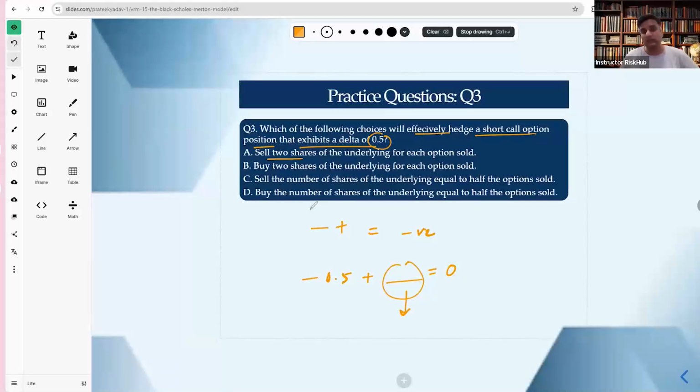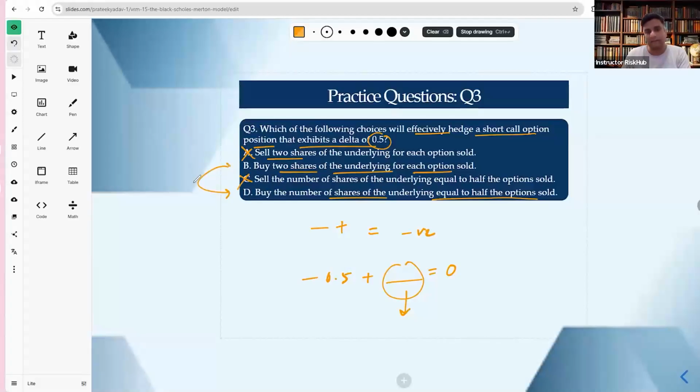Sell with a negative number, you can't do it. Sell the number of shares of the underlying equal to half the option sold, sell will never work here, right? You have to buy 2 shares of the underlying, or buy the number of shares of the underlying equal to half the option sold. Buy 2 shares of the underlying for each option sold, or buy the number of shares equal to half the option sold.